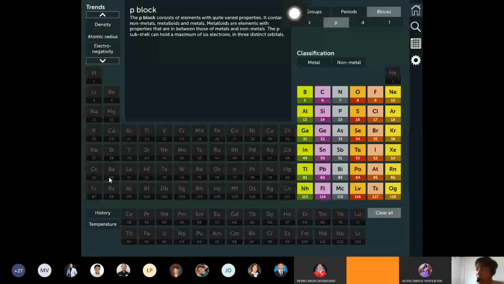Yung d orbitals naman, it can hold up to 10 electrons. That's why we have 10 columns here, no? 1, 2, 3, 4, 5, 6, 7, 8, 9, 10. So, 10. Okay. So, kunwari, D1, D2, D3, D4, D5, D6, up to D10. No? So, yan. So, ganun.